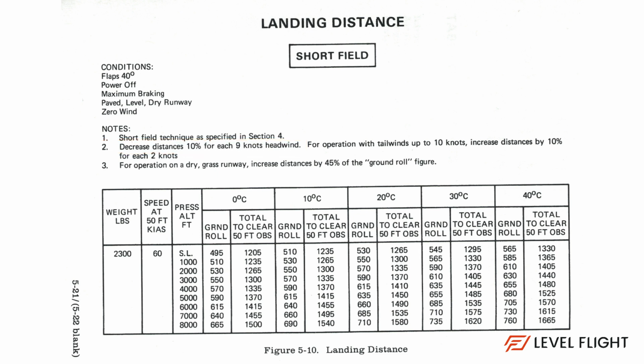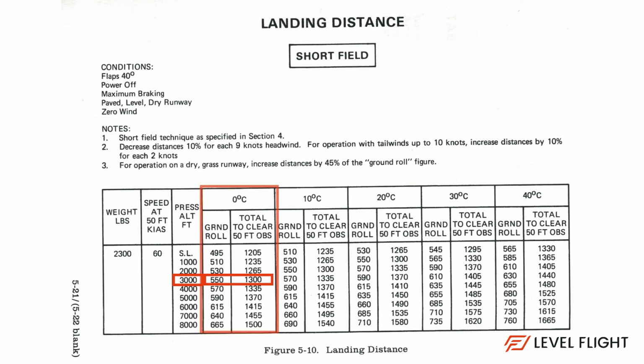Enter the chart from the left at the 2,300 pound weight. We see that the speed at 50 feet should be 60 knots. Our pressure altitude, as determined previously, was 2,900 feet. And rounding this to 3,000, we find our ground roll to be 550 feet. And our total to clear the 50-foot obstacle is 1,300 feet.